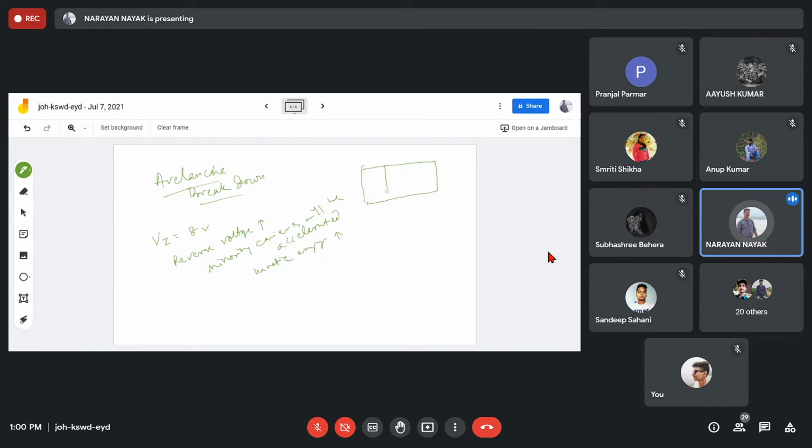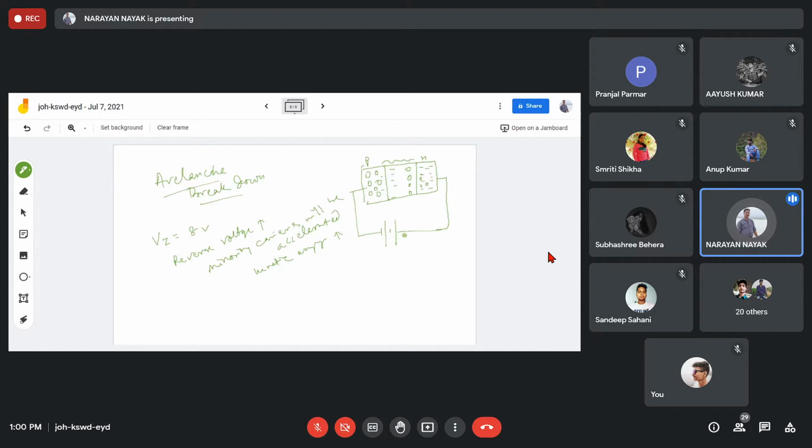Okay, so I'll draw it again. So this is your P, and this is your N. Now it is the reverse bias connection: positive, negative, negative, positive. These are the holes, the majority carriers, and these electrons are minority carriers. Majority carriers are electrons here, and holes are minority carriers.